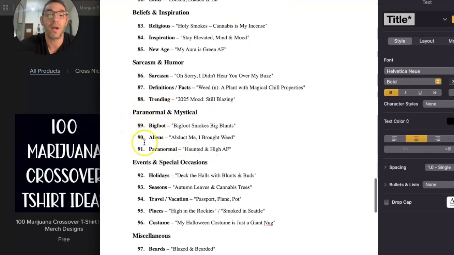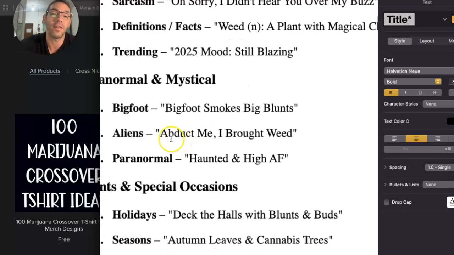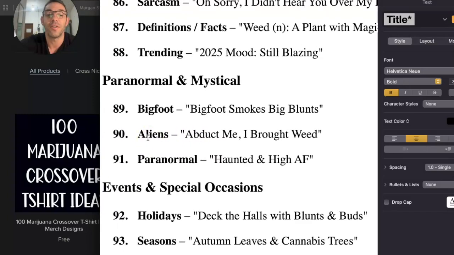I always like showing these paranormal ones because Bigfoot and aliens are such a big seller. So Bigfoot smokes big blunts. Aliens abduct me, I brought weed. Okay, that's hilarious. That's got to be the best one right there. So, those alien designs where you have them taking the person up into the space station or spaceship.